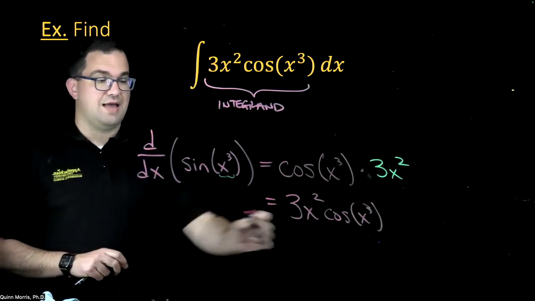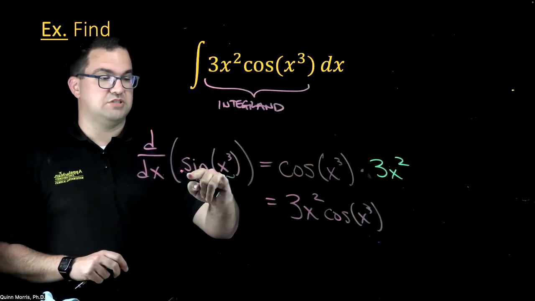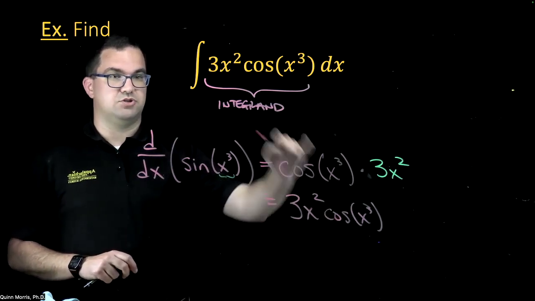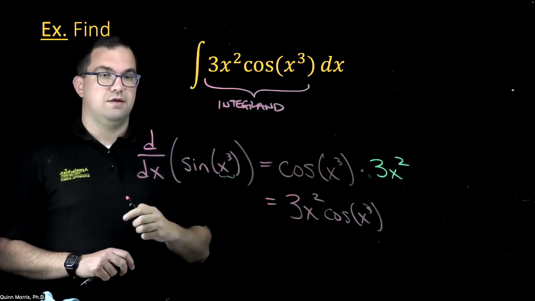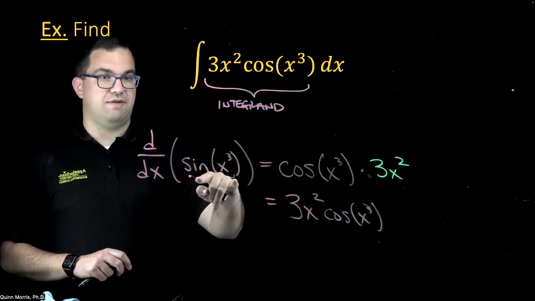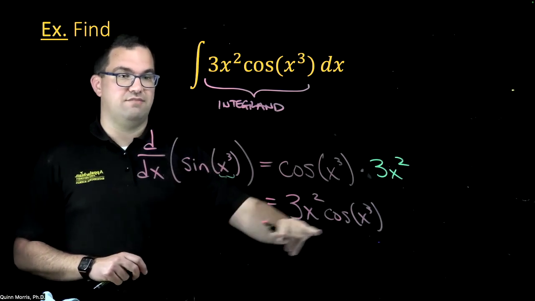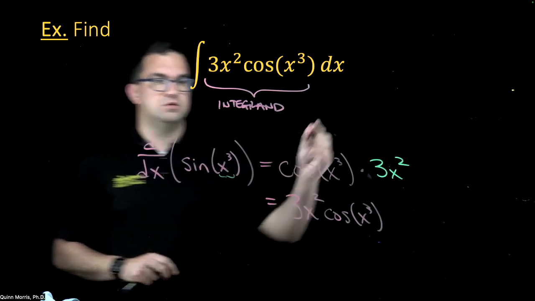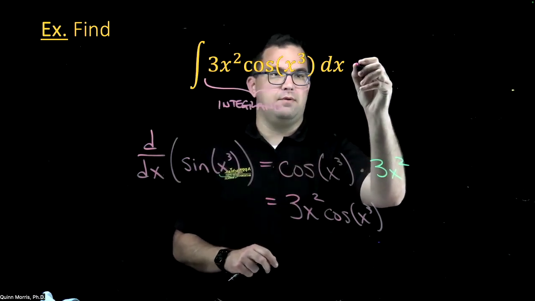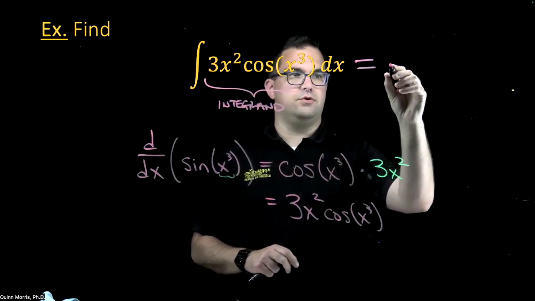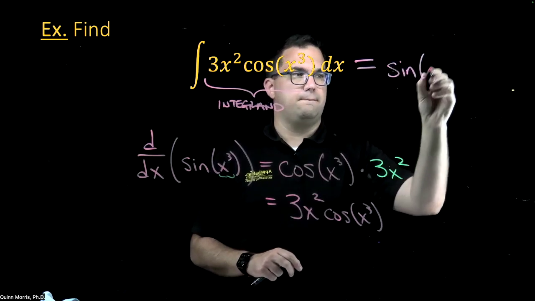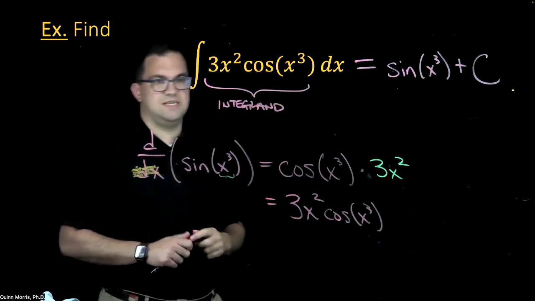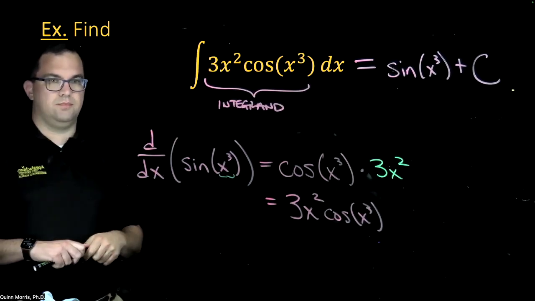Now, having made that observation that the derivative of sine of x cubed is 3x squared cosine of x cubed, which is our integrand, I now know that sine of x cubed is an antiderivative of 3x squared cosine of x cubed. So up here now I can say, okay, well then I know that this ought to be equal to sine of x cubed plus c, right? Plus any constant c you want to put there.